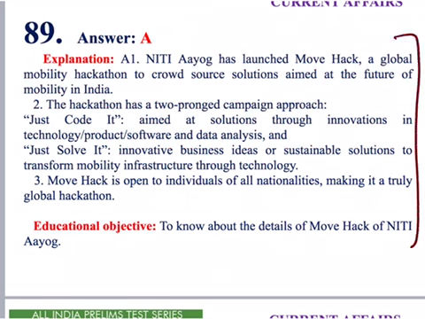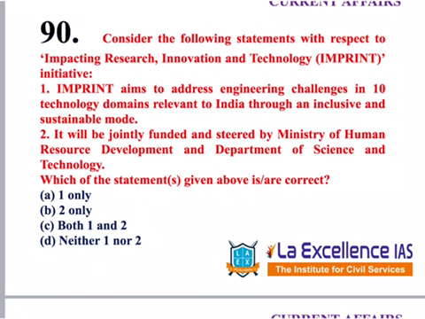This is the explanation for this question. Please go through it once. The last current affairs question in this test is given under question number 90. This question is regarding the Imprint initiative. Imprint means Impacting Research, Innovation and Technology initiative. We should see which of these above statements is or are correct. Imprint aims to address engineering challenges in 10 technology domains relevant to India through an inclusive and sustainable mode.